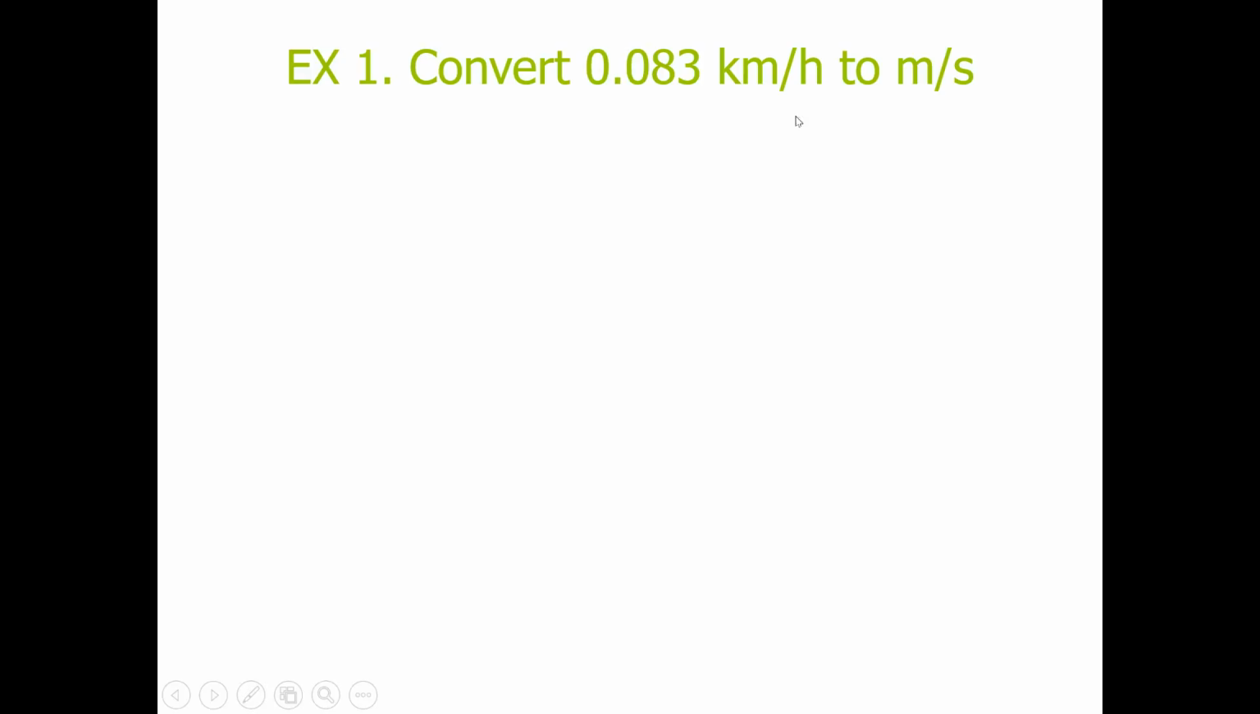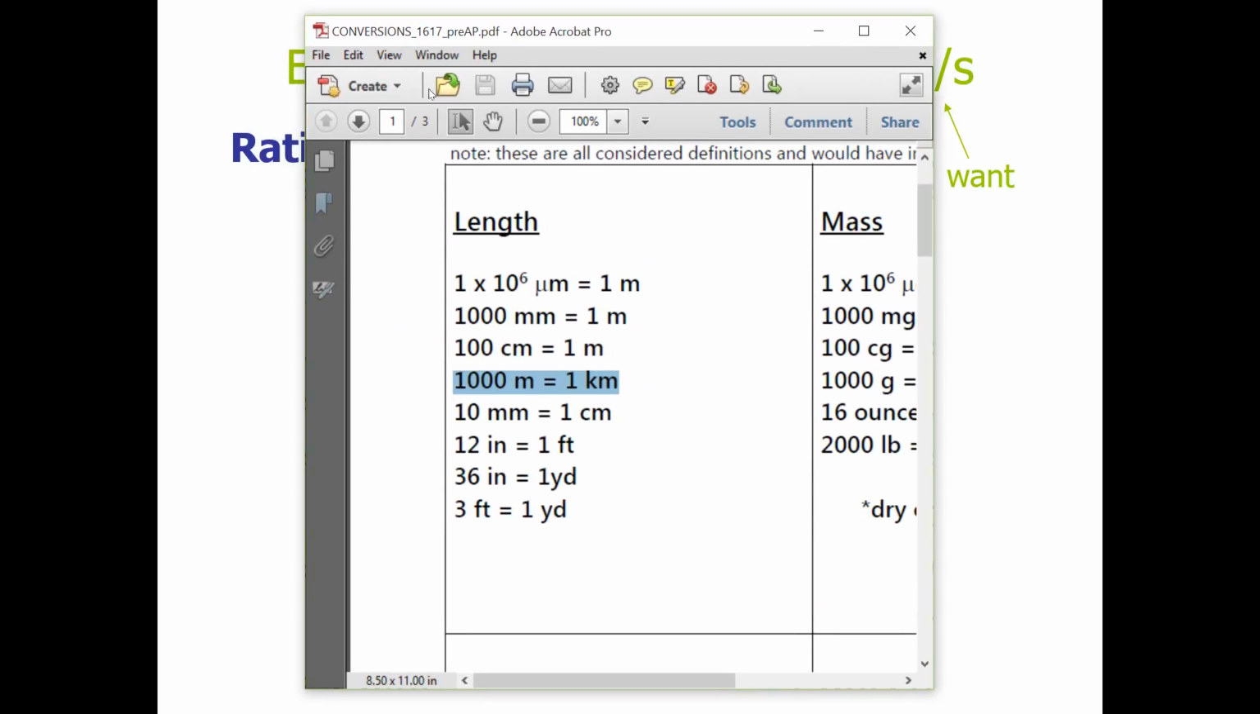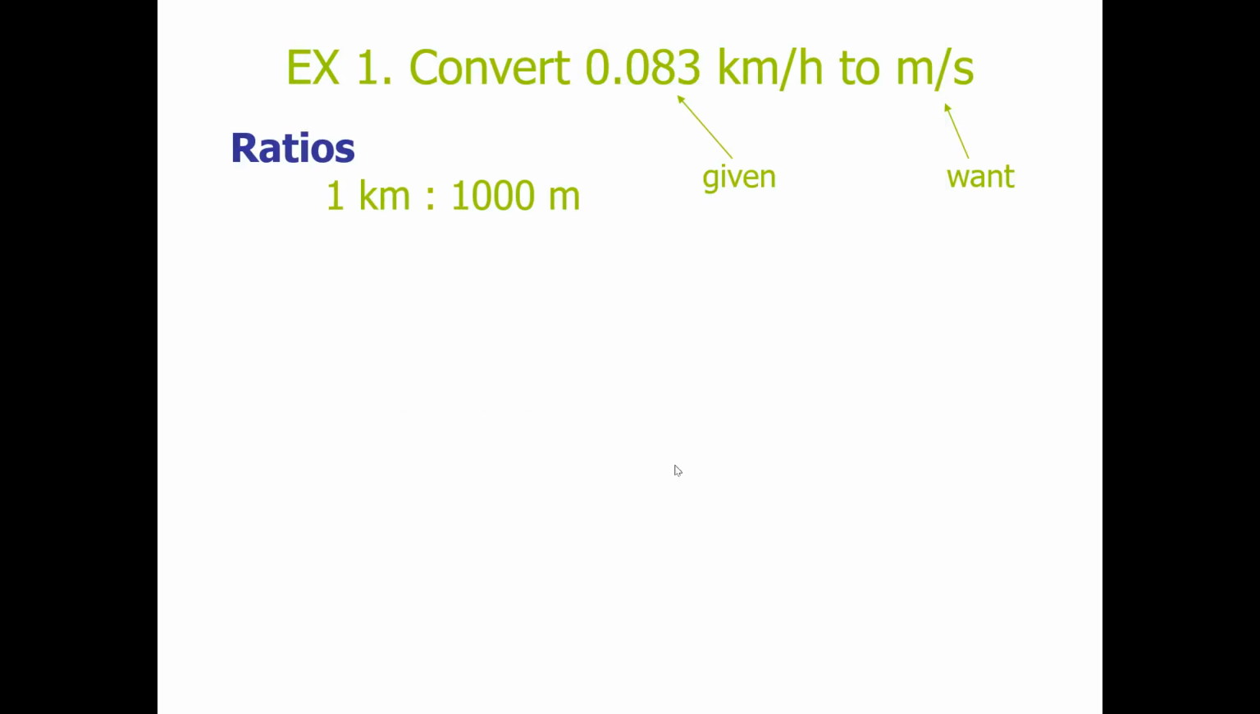So the first thing we want to do is think about the relationship between kilometers and meters. At this point in this course, you should already know off the top of your head there are 1,000 meters in a kilometer. However, if for some reason you don't know that, you can always refer to this conversion paper, not on a test or quiz, but at least through your homework. And here's your conversion of 1,000 meters is equal to 1 kilometer. It's okay if you flip-flop the ratios because they mean the same exact thing.